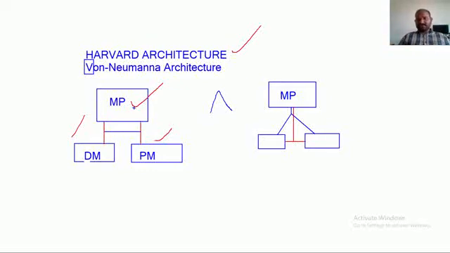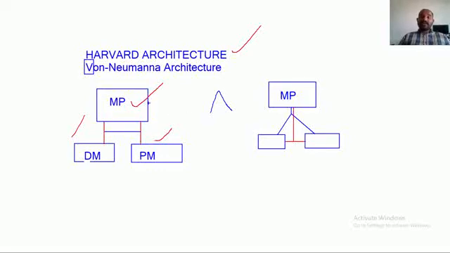This is to remember which architecture follows what kind of configuration. The Harvard architecture provides separate address and data buses for the program memory as well as the data memory, and the Von Neumann architecture provides common buses for both the program and data memories. So that is the difference.